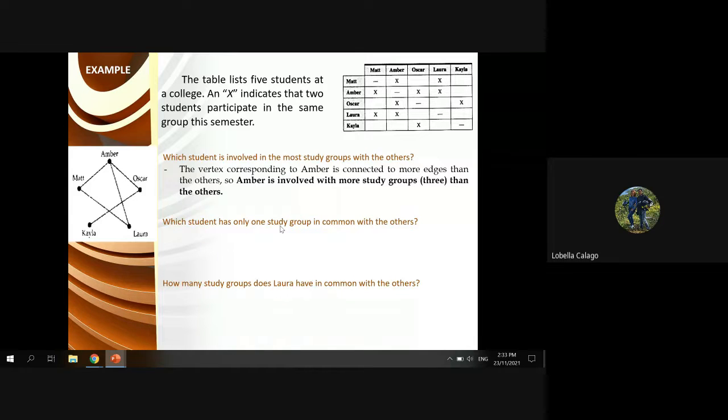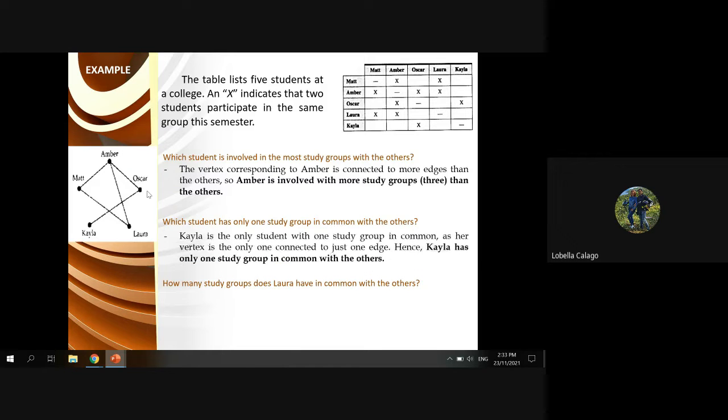So, which student has only one study group? So, yung isang line segment lang. So, we can find out that it's Kyla. And so, the line segment we have here for Kyla is only one. Therefore, it's Kyla.